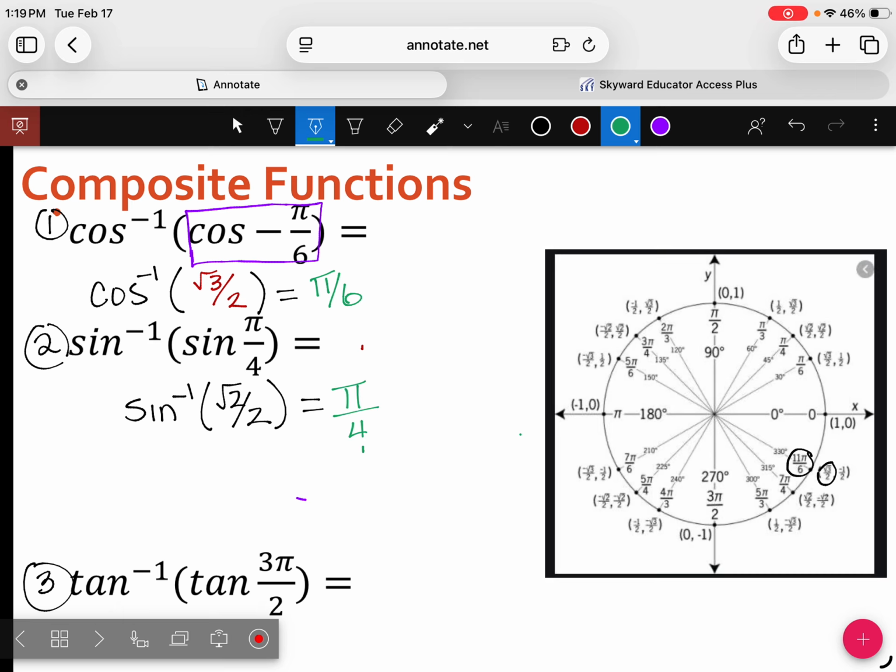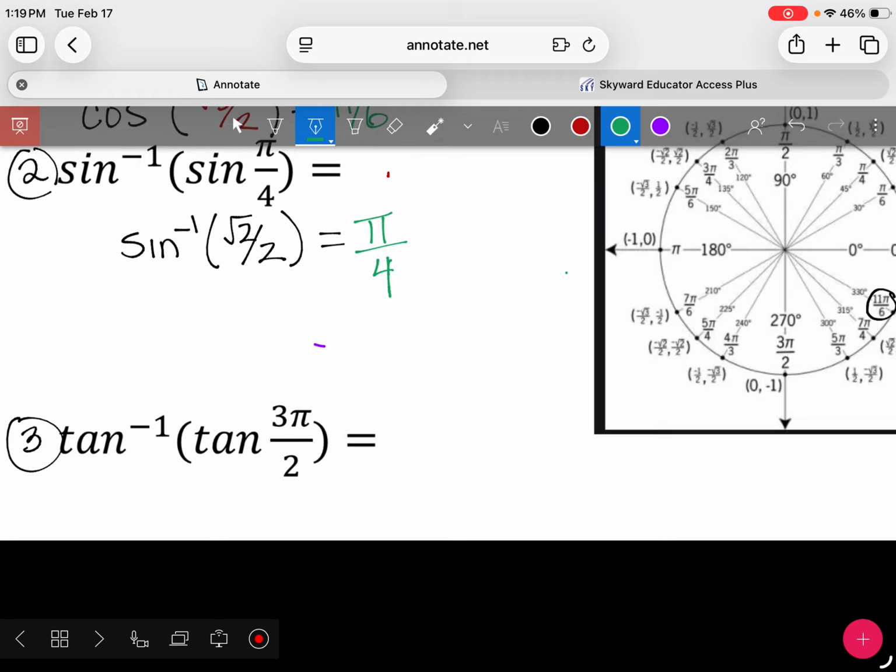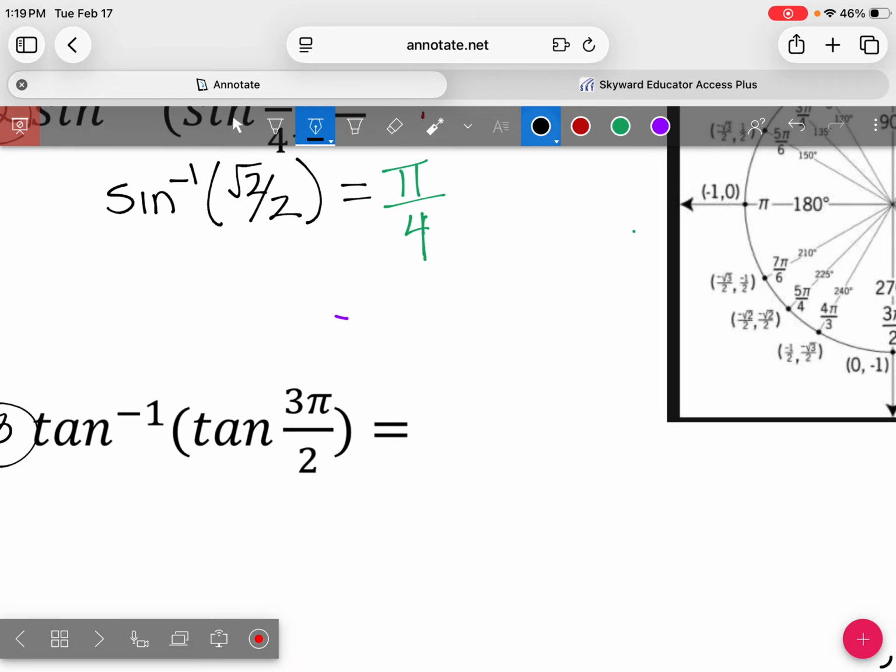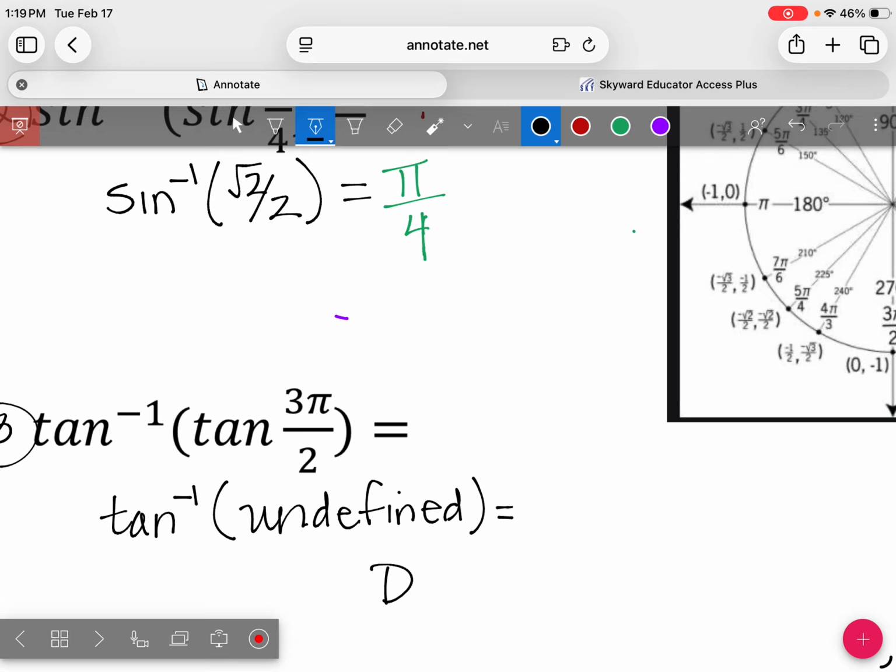Number 3. The sine of 3 pi over 2 is undefined. And what angle in quadrants 1 or 4 has an undefined answer? And that would be D and E. Or you could say undefined.